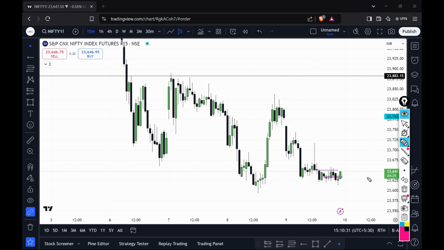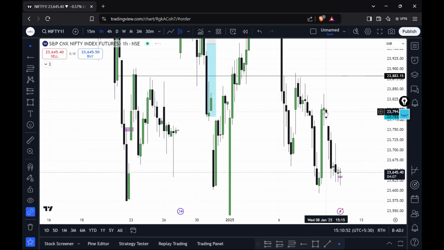If you see in the 15 minutes, all the people, what they'll see is, okay, this is a BPR zone, this inverse fair value gap. Sorry, guys. So all the people who trade ICT, they see this as an inverse fair value gap. They'll try to go long here, targeting this liquidity. And a lot of people who have seen the 1 hour candle are also going long.